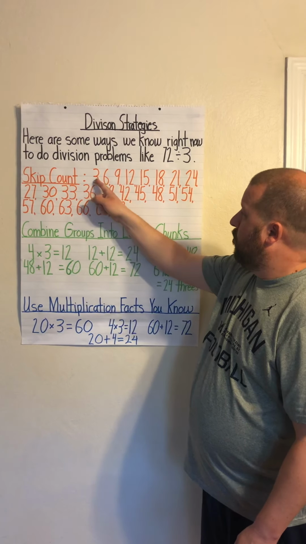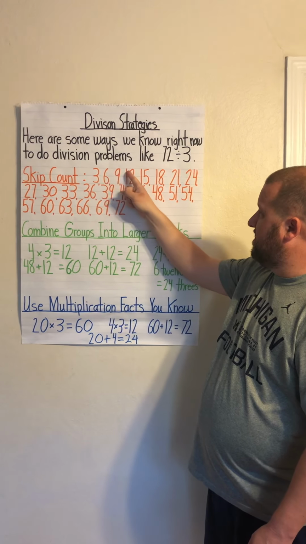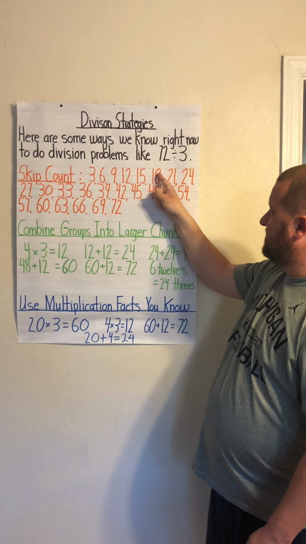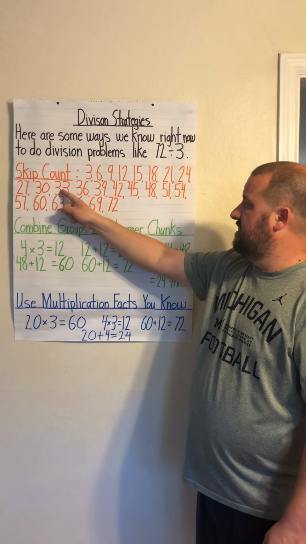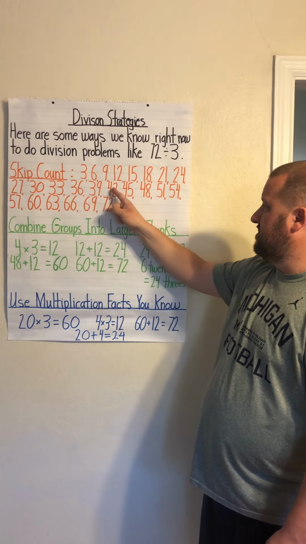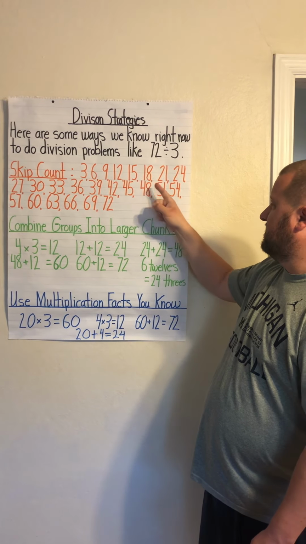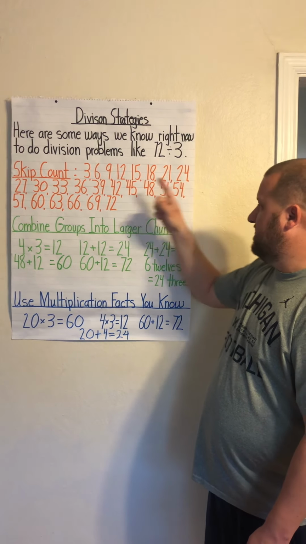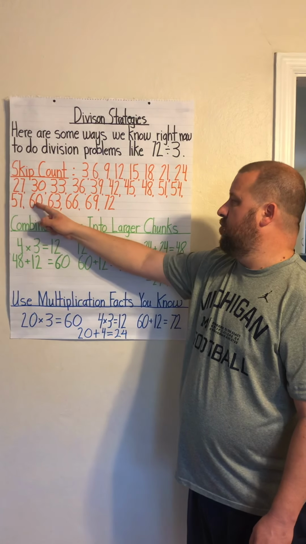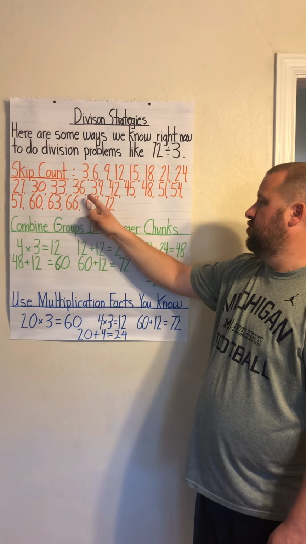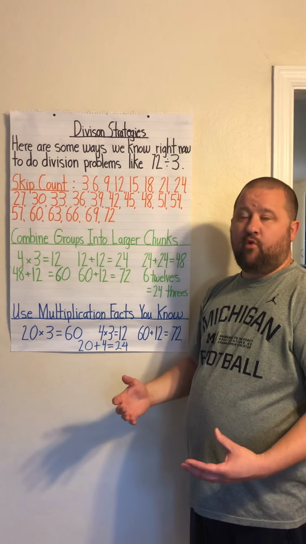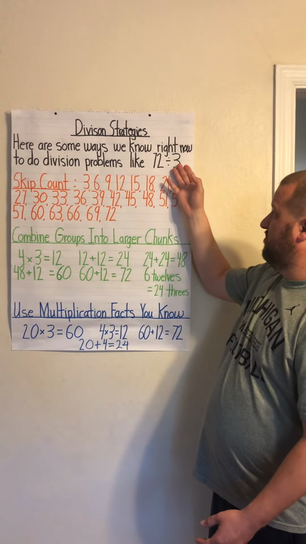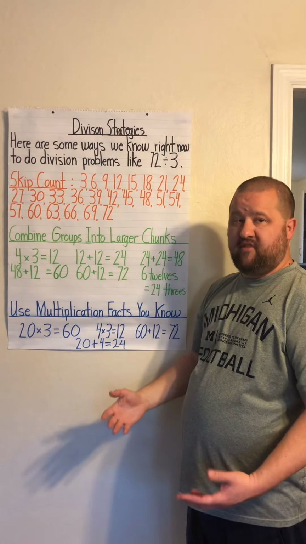Now I'm going to find out how many threes I used, and so I'm going to count them. 1, 2, 3, 4, 5, 6, 7, 8, 9, 10, 11, 12, 13, 14, 15, 16, 17, 18, 19, 20, 21, 22, 23, 24. So I used a total of 24 threes. So 72 divided by 3 would be 24.